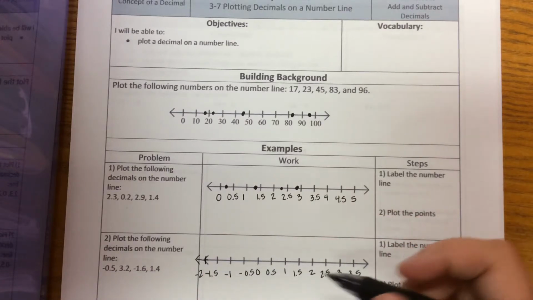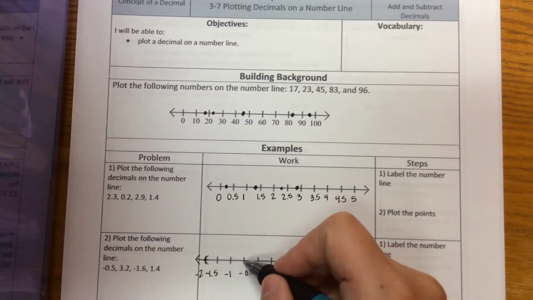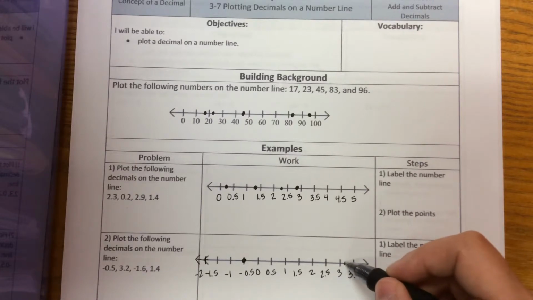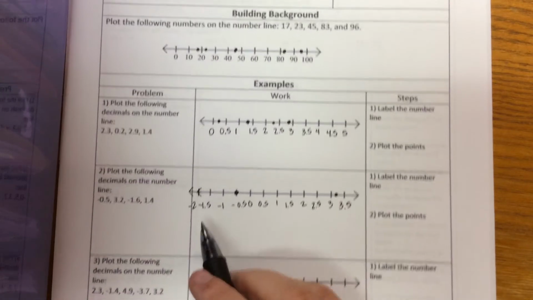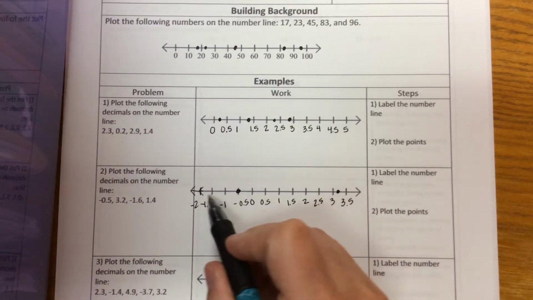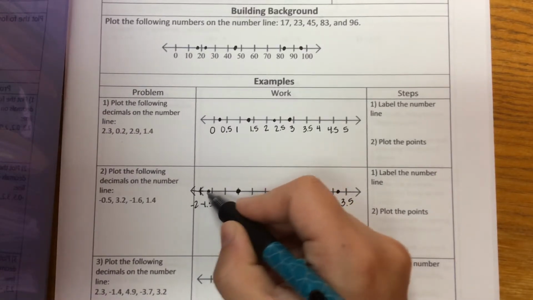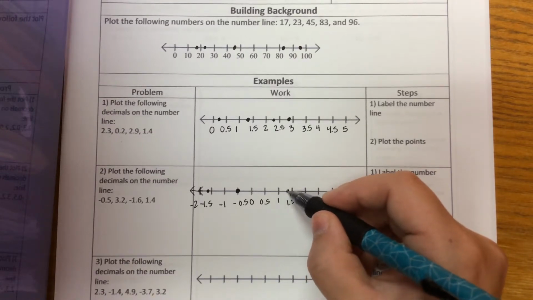Okay, so make sure you're labeling those tick marks, and then we're going to plot negative 0 and 5/10, so that's right here. And then with 3 and 2/10, so here's 3, and then 2/10 would just be a little bit more. Negative 1 and 6/10, whoops. Okay, is a little bit past the negative 1.5, that's this, and it's a little bit past, because it's closer to that negative 2, okay? And then 1 and 4/10 would be almost that 1.5.